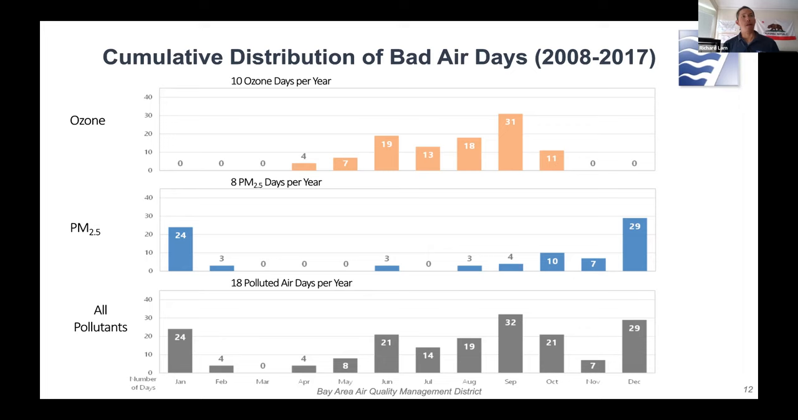The second graph shows you PM2.5, and you can see PM2.5 before the pandemic and before the wildfire season happened, mostly in the winter months, like December and January, they're the peak months. Next slide.